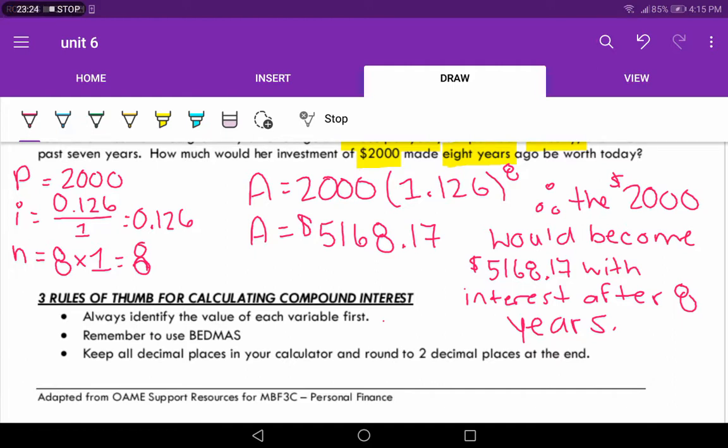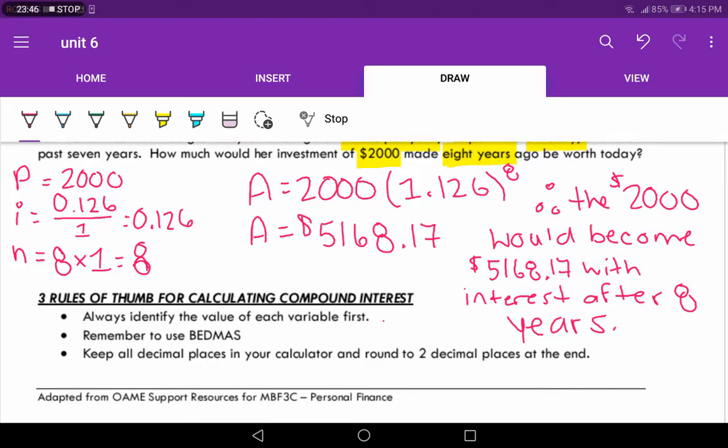Keep all decimal places in your calculator and round to 2 decimal places at the end. So that's kind of what I was saying. Do your 1.126 to the power of 8 equals, leave it on your screen, and then click times 2,000. So you have all of those decimal points so you can make sure your answer is as accurate as possible.